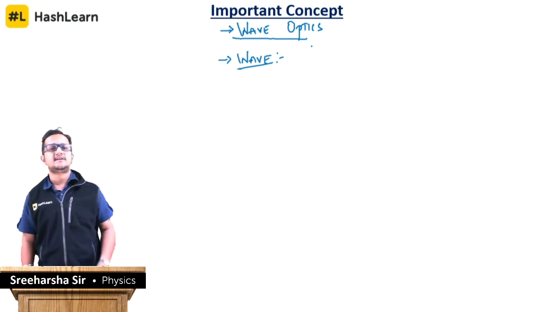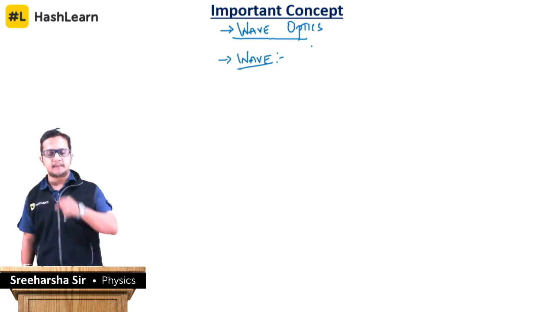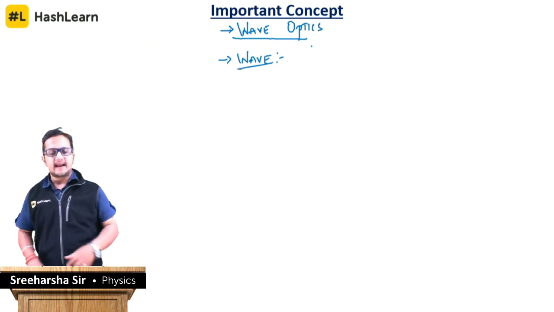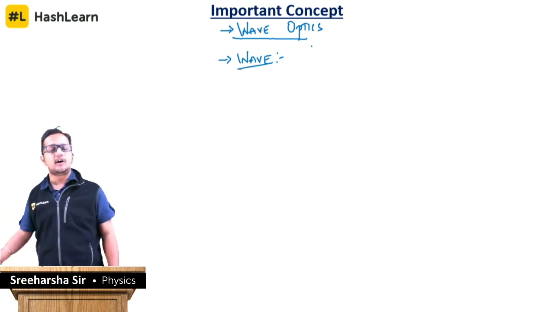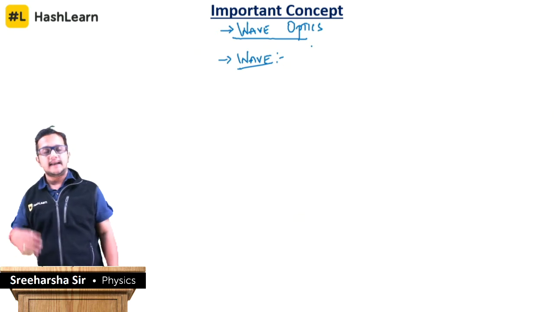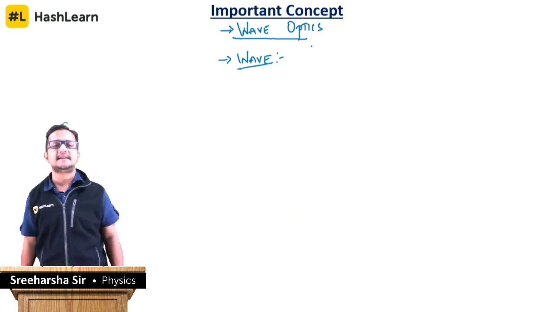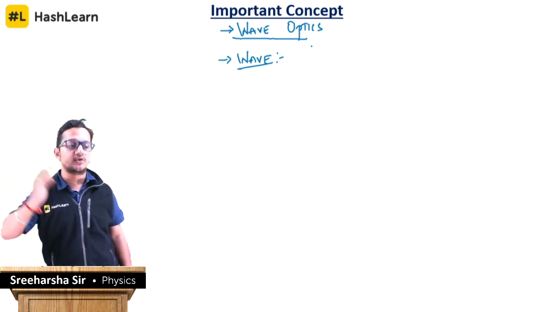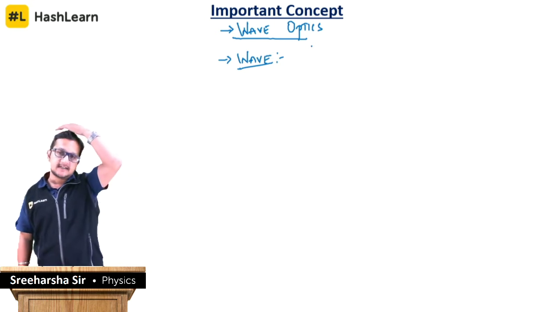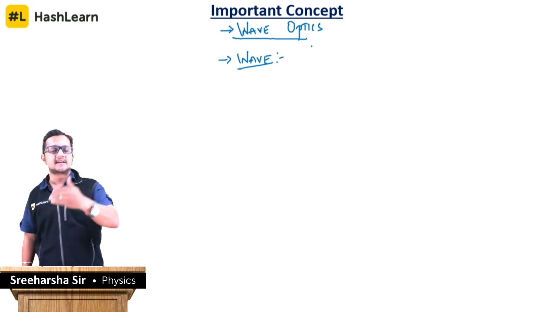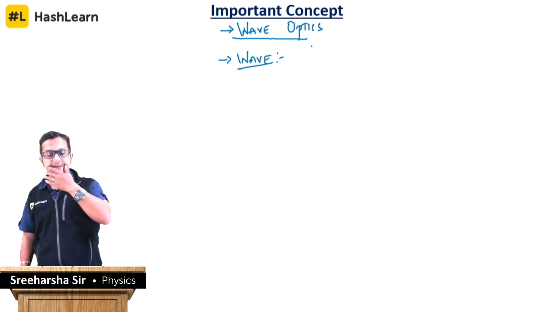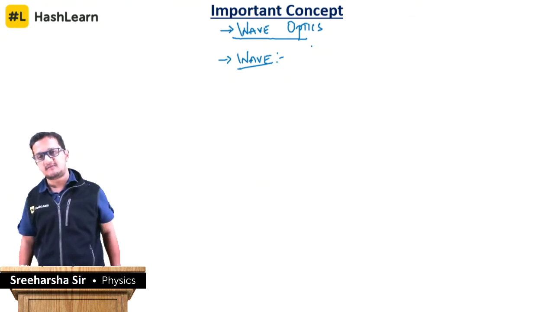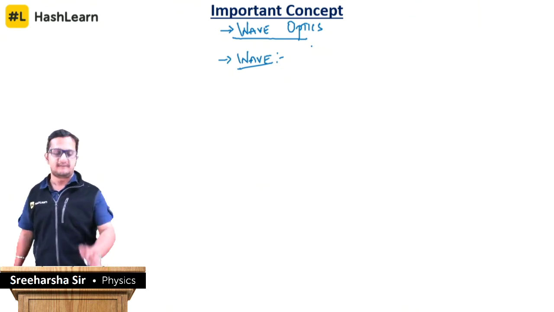Let us take a simple example. If I have to pass an object to you, I have to pass the entire mass to you. That is the ray optics we discussed. But in wave optics, when you create a disturbance in the medium, that disturbance transmits energy from one point to another. A disturbance in the medium which transmits energy from one point to another is called a wave.